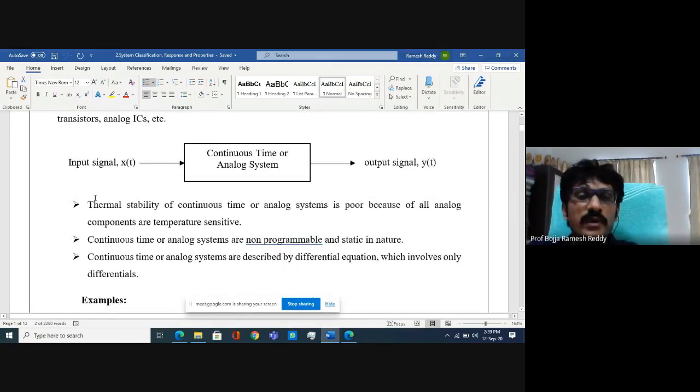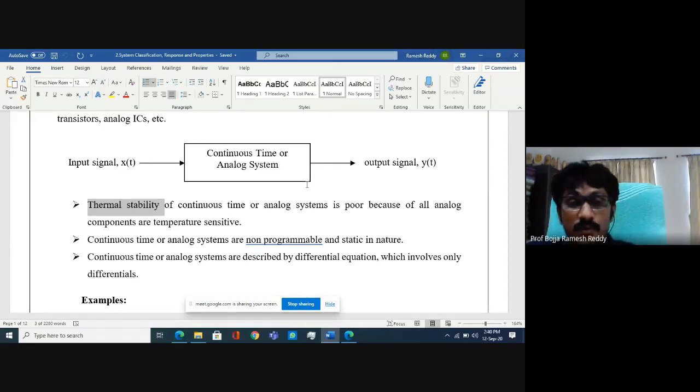Coming to some drawbacks, thermal stability. All of you know stability of the system is one important parameter. Based on stability only, you can say that our system is good or bad. Here, thermal stability of any continuous time system or analog system is poor, because we are using analog components in the system design. All analog components are temperature sensitive. All of you know thermal runaway is the major problem in analog electronics.